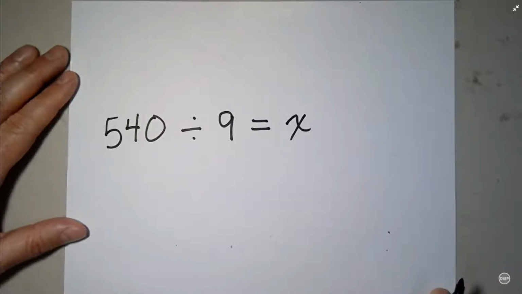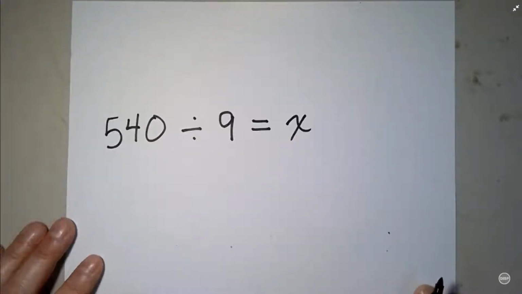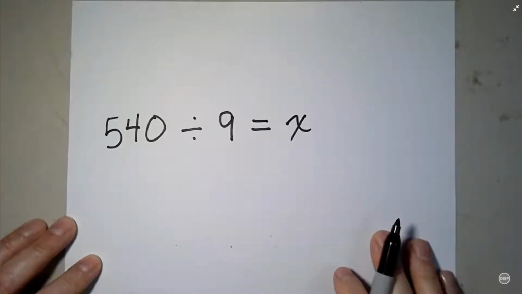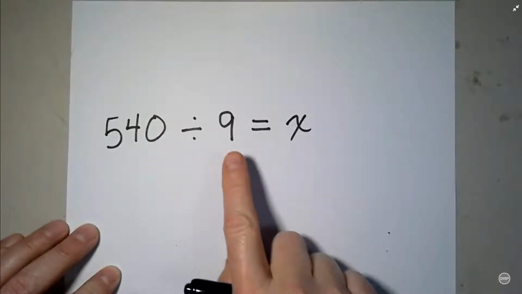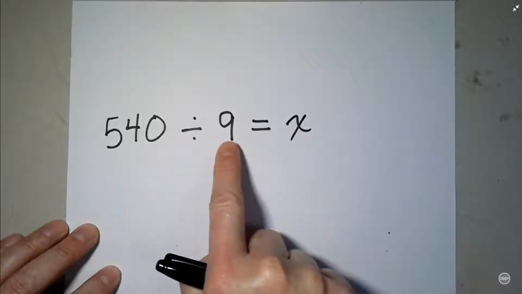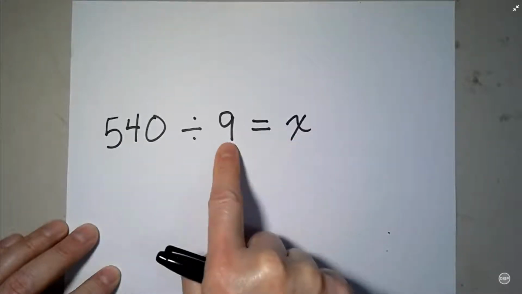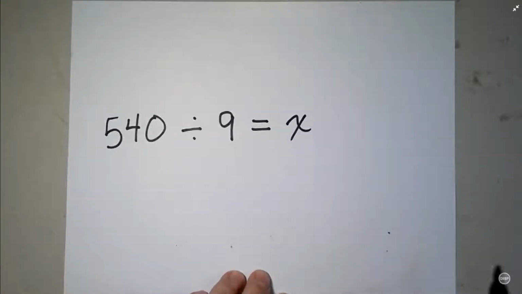Okay, so we've talked about a solution, but I want to go over one here, and that is to say that division is directly related to multiplication. It's called an inverse operation. Just kind of means the opposite. So here we have 540 divided by 9 equals x. Well, if I took this number x times 9, that would give me the answer of 540. So I'm going to try and solve it using that information.